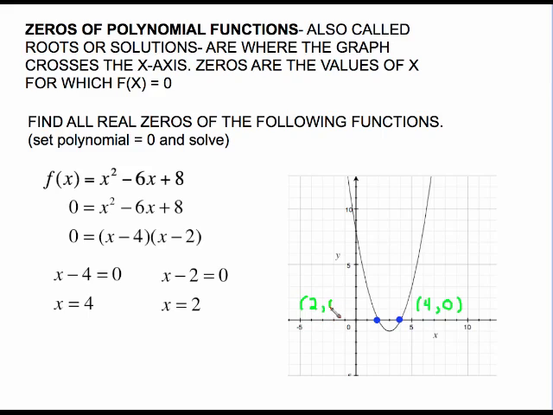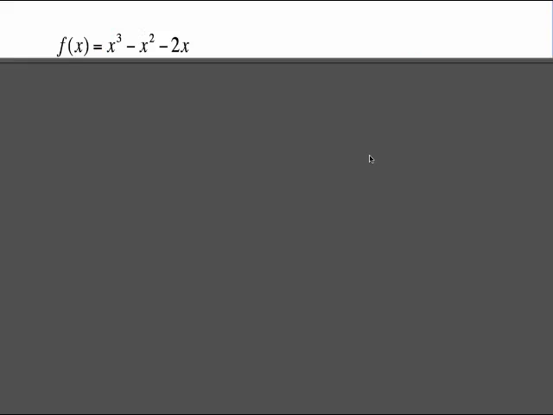So that's where the word zero came from. It's referring to the y value being 0, which is exactly what we did. We let f of x, which is the same as y, equal 0 when we solve this. And to find the zeros, we're going to put 0 in place of this f of x and solve.